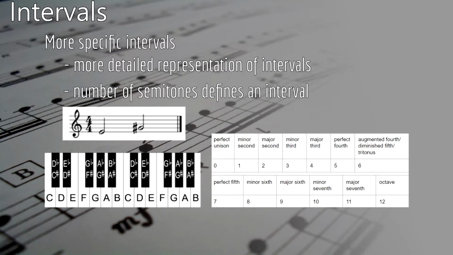And in this example, you have the E, and then you can start counting on the keyboard at the E, and then you'll go to the F and the F sharp and the G and the G sharp, and those are 4 semitones. And then you can have a look at the table, and this tells us that this interval is a major third.